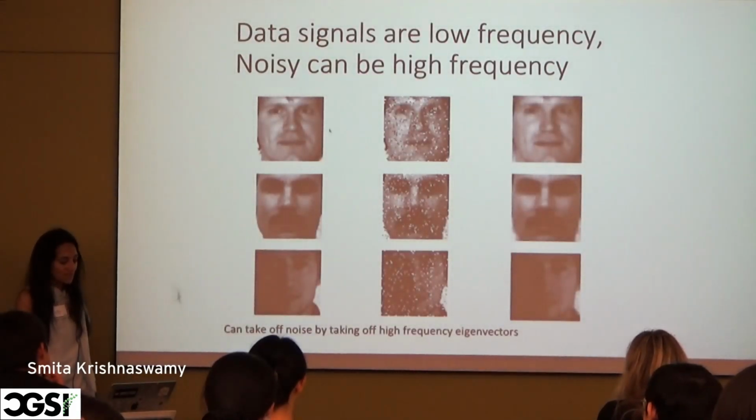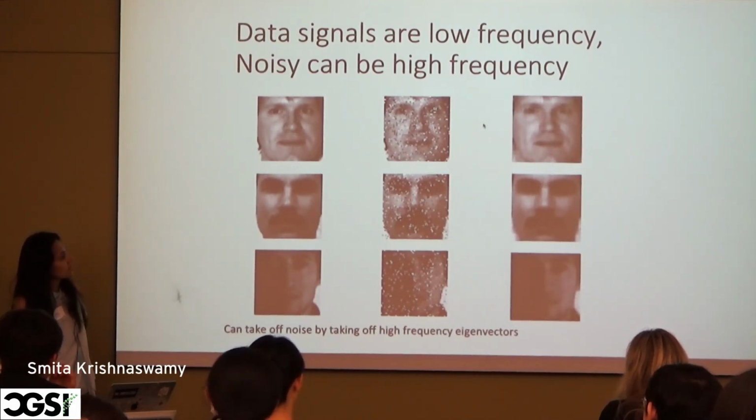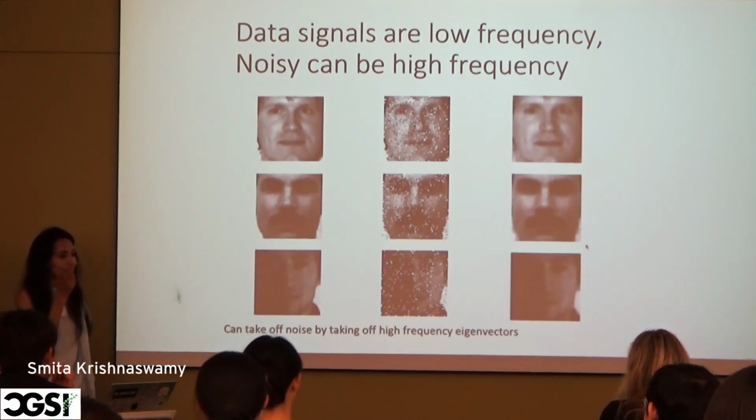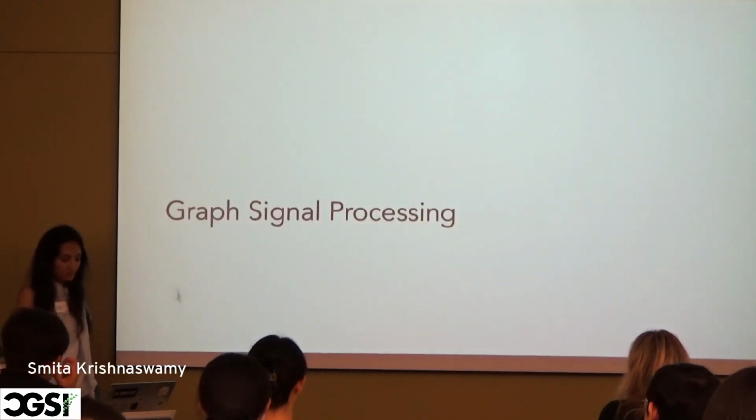Okay, so but low-pass filtering basically recovers from this noise more or less by smoothing over the pixels. So there's a duality in what happens in the graph domain and what happens in the frequency domain. Low-pass filtering in this frequency domain is equivalent to smoothing in the graph domain.